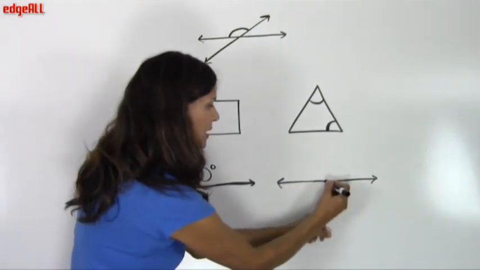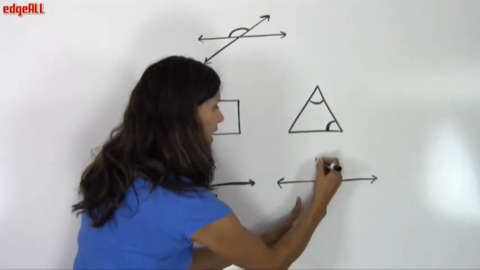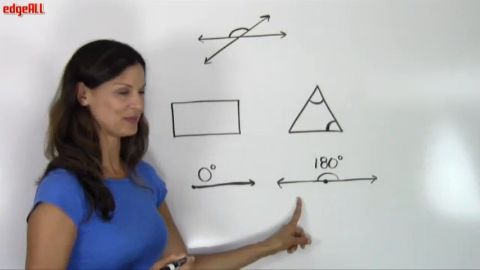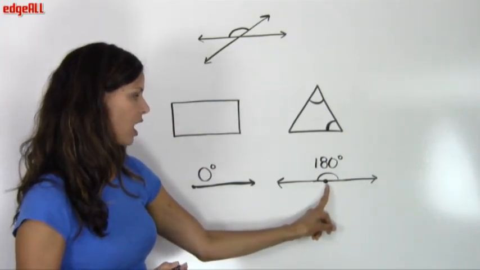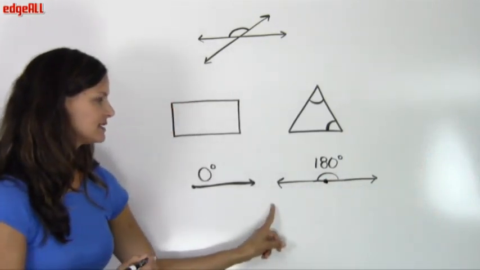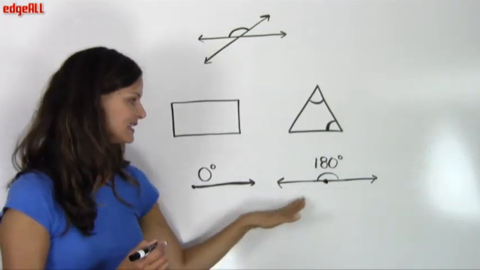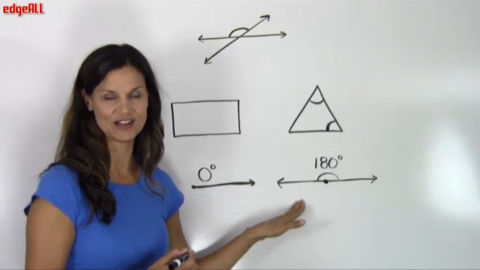2 rays pointing in the opposite direction are at 180 degrees to each other. So here we have 2 rays drawn from a point in opposite directions. The angle made by these 2 rays is a 180 degree angle.